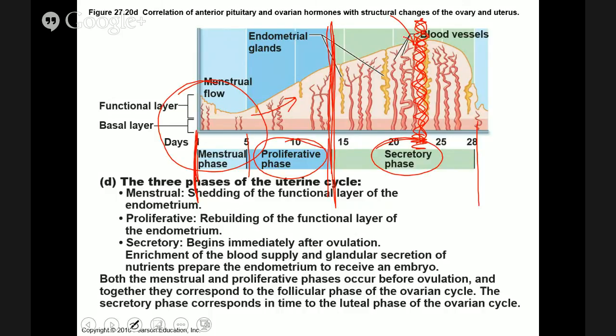But if implantation does not occur, then what happens is the corpus luteum degenerates, and when it degenerates, now we see we're going to make our way toward the menstrual phase of the uterine cycle. So in your book, you should have them kind of overlaying each other. You should see them both at the same time. So your third term is the term uterine, as in uterine cycle.